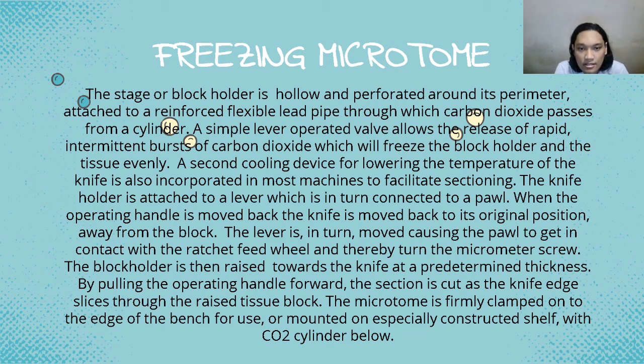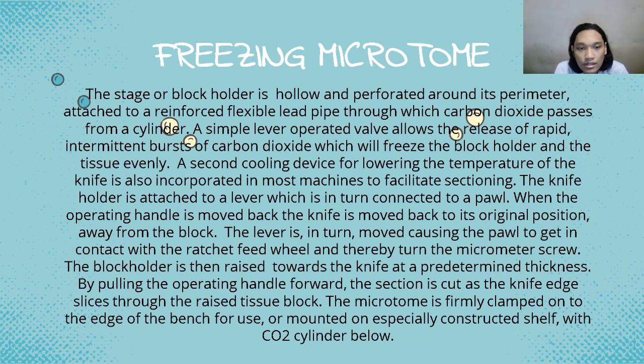A simple lever-operated valve allows the release of rapid intermittent bursts of carbon dioxide, which will freeze the block holder and the tissue evenly. A second cooling device for lowering the temperature of the knife is also incorporated in most machines to facilitate sectioning. The knife holder is attached to a lever which is in turn connected to a pawl.